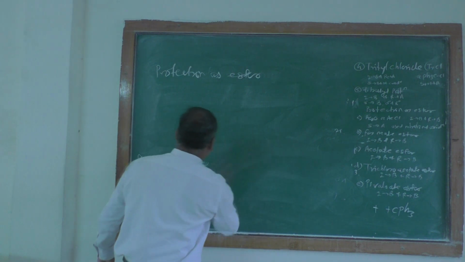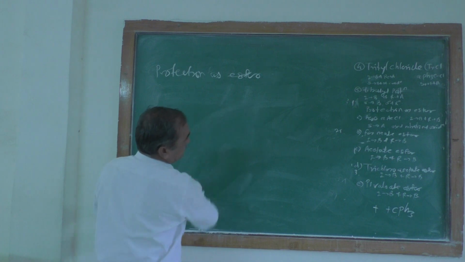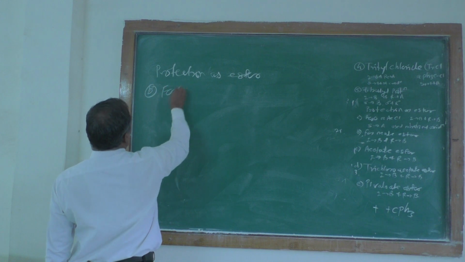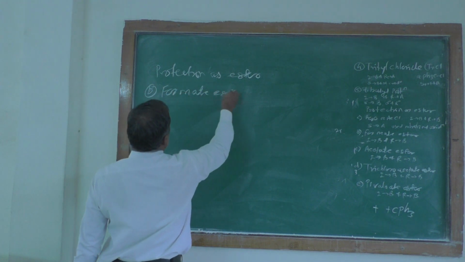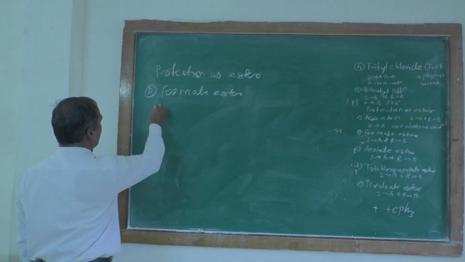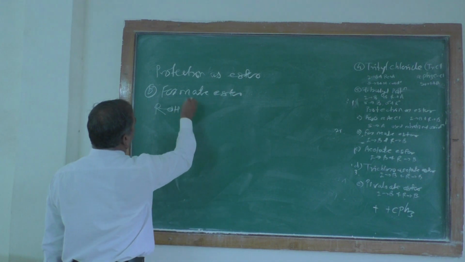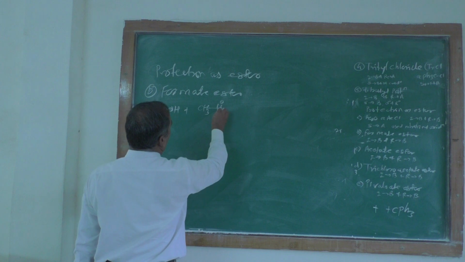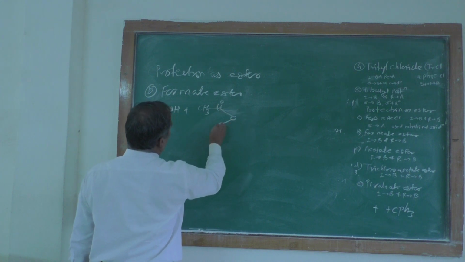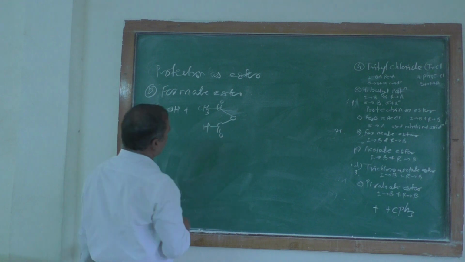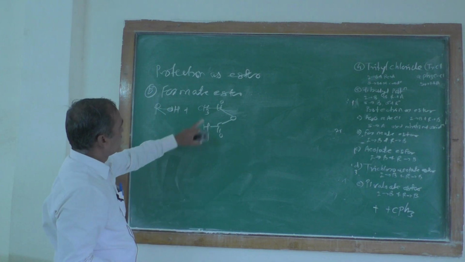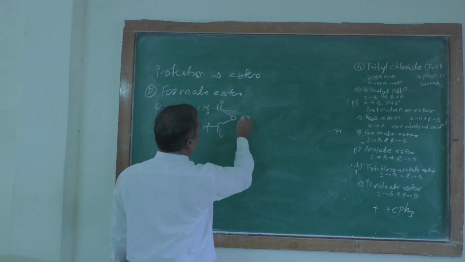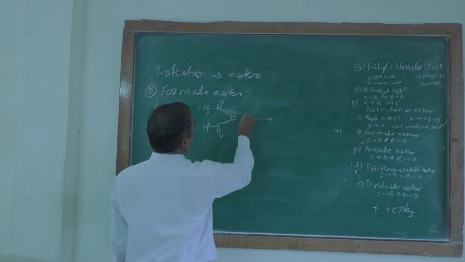Now let us see the second one. The second one, B, is a formate ester. Now we know that the general formula of alcohol is ROH, and that will be treated with formate anhydride, H C double bond O, then O C double bond O H, that is called acetyl formate or acetyl anhydride, and that is treated with pyridine.